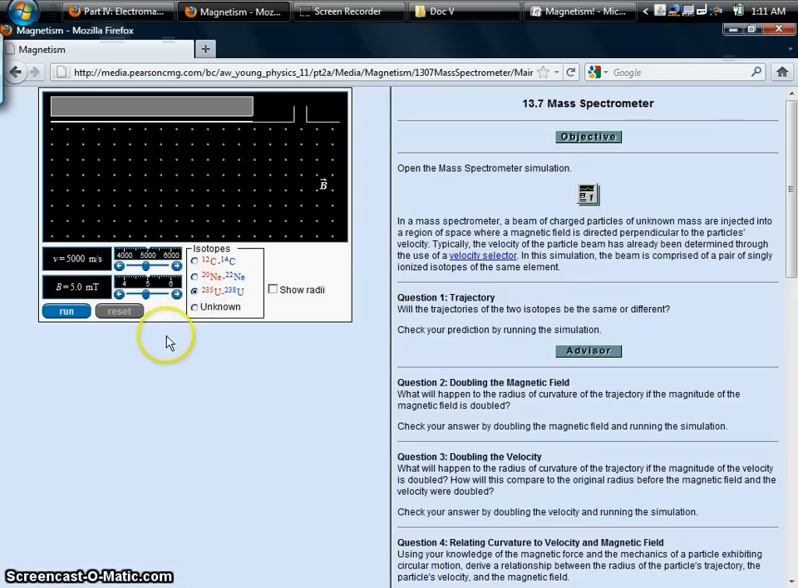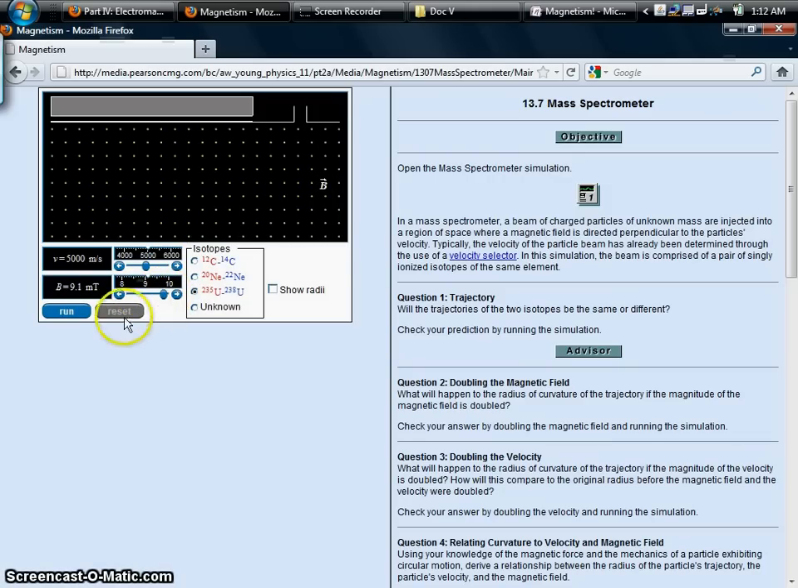Uranium, for example. U-235 versus U-238 in this case. Notice a much bigger mass, so they're going to have a much bigger radius. This is at the same speed and the same magnetic field. We're not even going to see the thing come back. So let's make the magnetic field quite a bit stronger. It's as strong as we can make it. What should that do to your orbit? Should that make it a bigger orbit or a smaller orbit? Well, that's still kind of hard to tell.